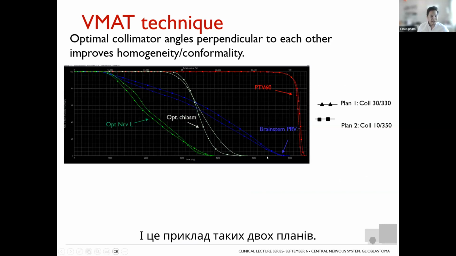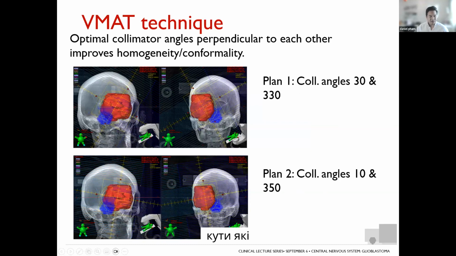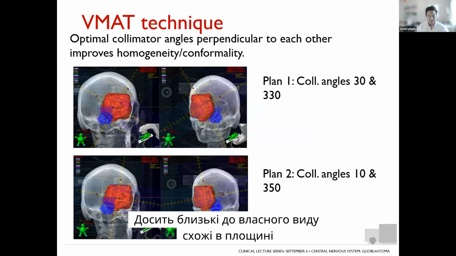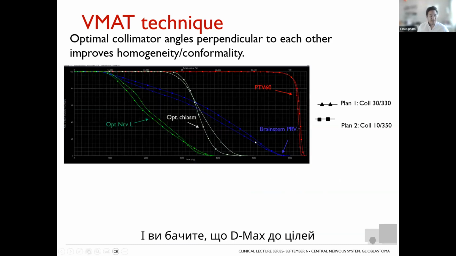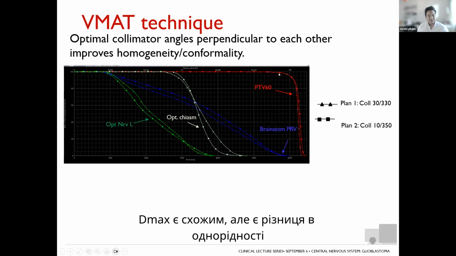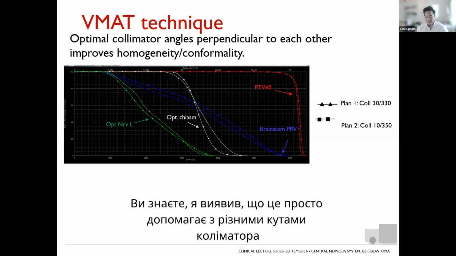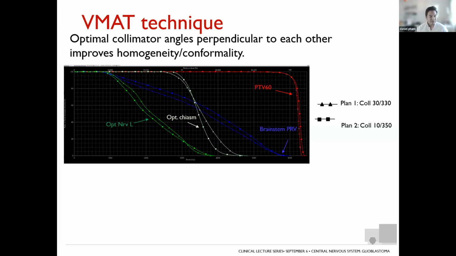This is an example of two plans, one with collimator angles perpendicular to each other, and then plan two with collimator angles pretty close to each other, similar in plane. You can see that the Dmaxes to targets can be quite similar, and for the optic nerve, optic chiasm, and brainstem the Dmaxes are similar, but there is a difference in homogeneity in terms of being able to get the dose into the target. I found that having different collimator angles just helps.